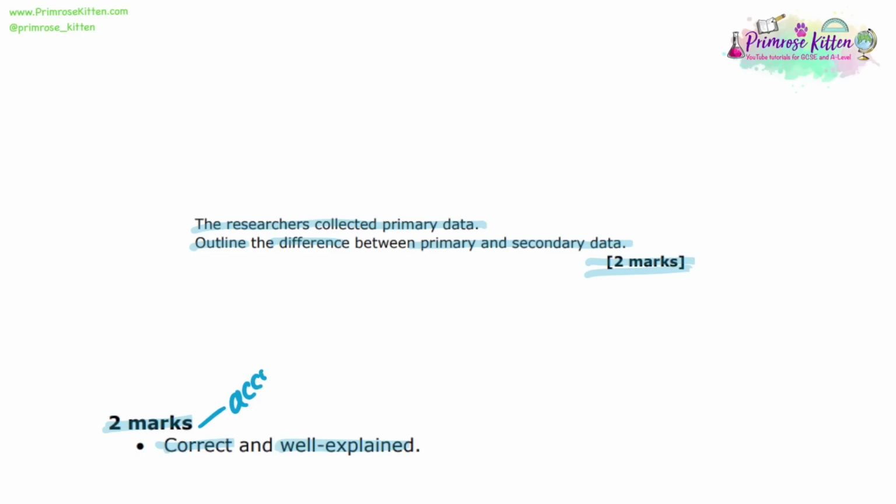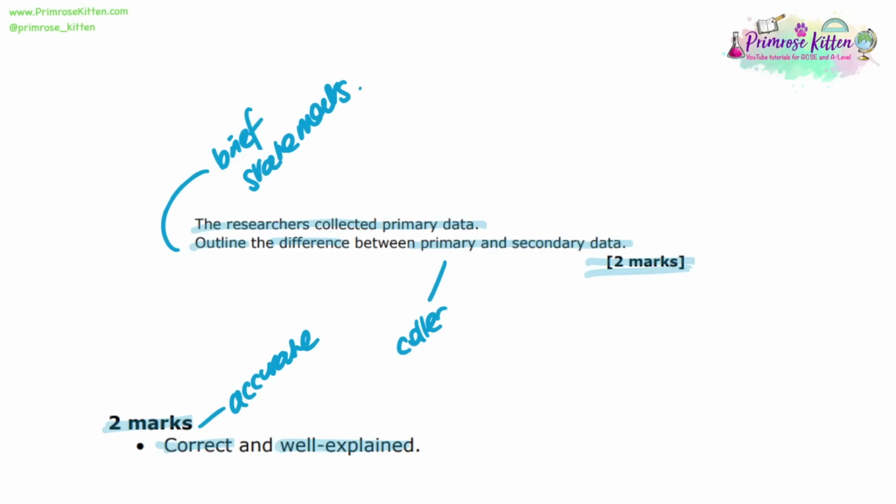The question is an outline question, so brief statements are sufficient, but the knowledge on primary and secondary data must be concise and accurate. So quickly remind yourself of the definitions of those 2 terms. Primary data is collected by the researcher themselves for a clear reason and for the topic of the current research study, and secondary data is collected by somebody else, usually collated for a different purpose.